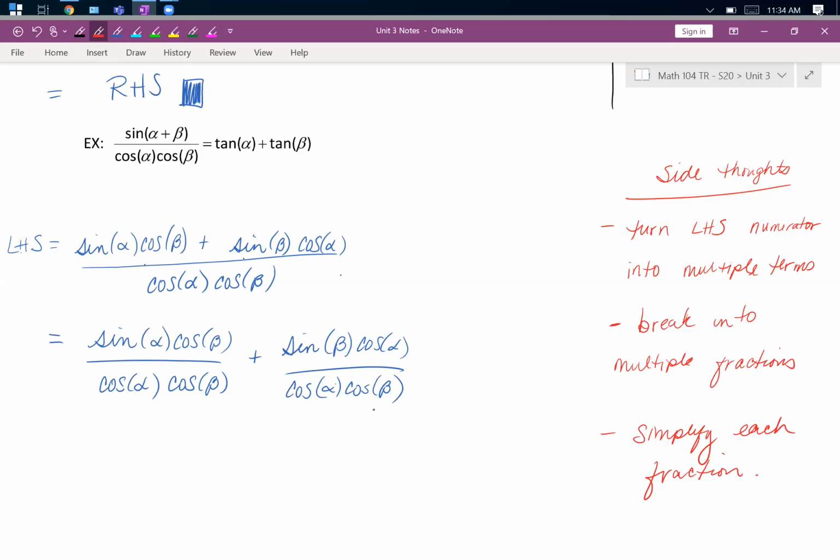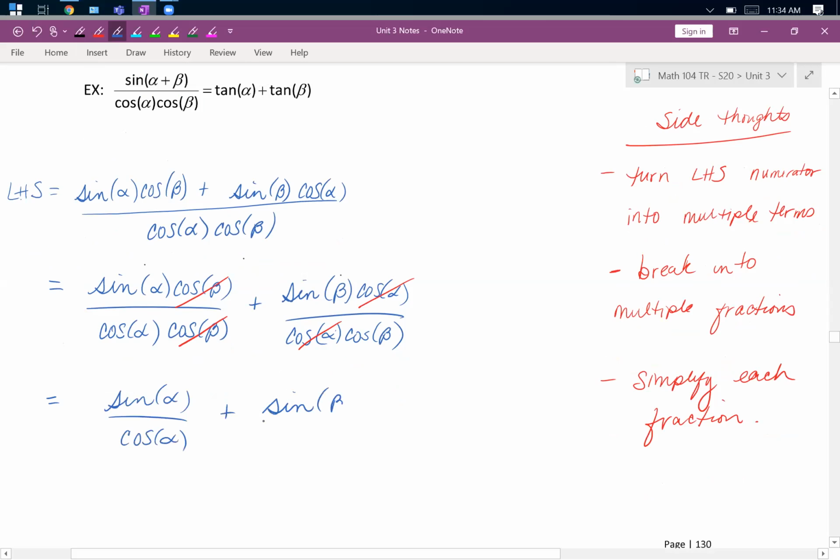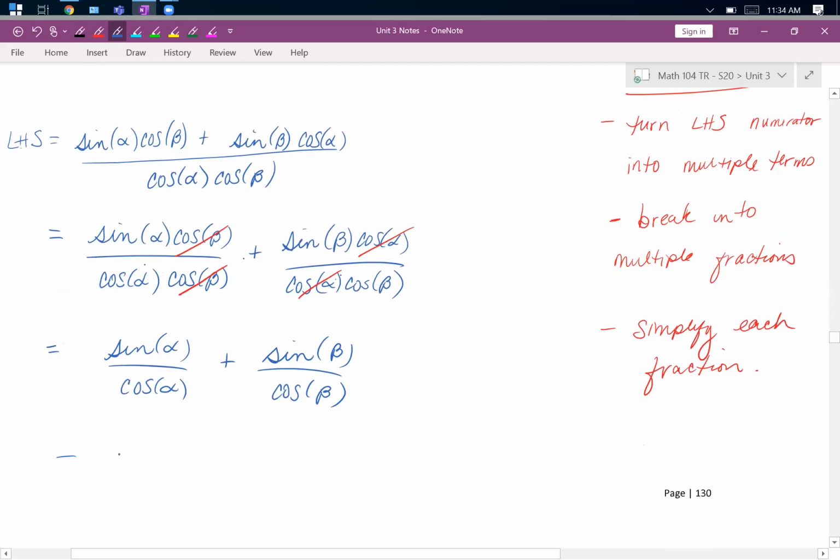And now we want to simplify each of these fractions. In our first one, cosine betas cancel. In our second one, cosine alphas cancel. So here we have a sine of alpha over cosine of alpha plus sine of beta over cosine of beta. We know that sine over cosine is tangent. So this turns into tangent of alpha plus tangent of beta, and that is our right-hand side.